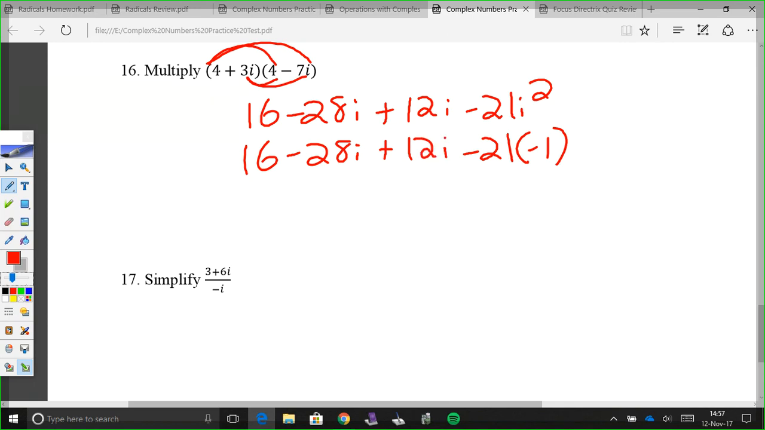Just copying everything down. I'm just going to erase it so I don't write it again, but negative 21 times a negative 1 is going to be a positive 21, so I'm just going to go ahead and change this to a positive 21. And then combine like terms. These two would combine to make negative 16i, and then 16 plus 21 would make, what would that be? 37? So maybe 37 minus 16i. Hopefully I got that right.